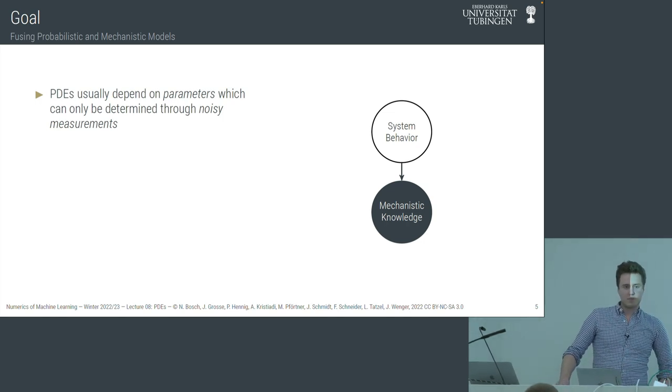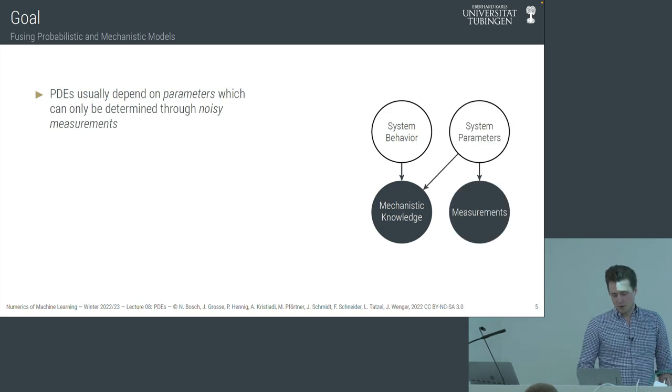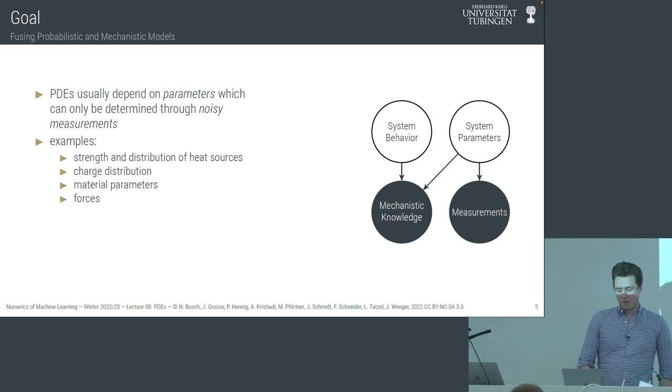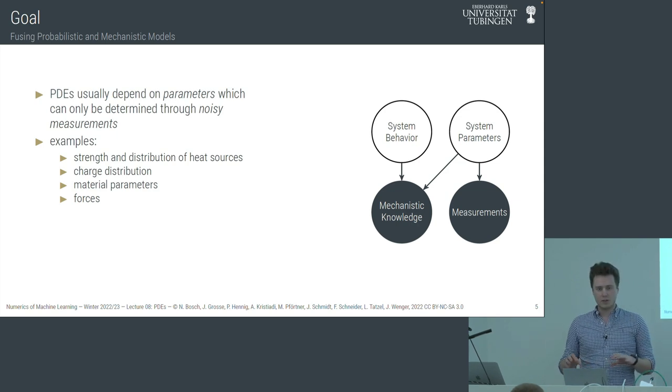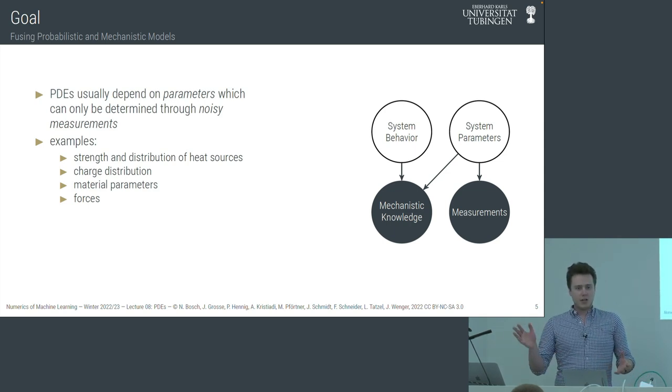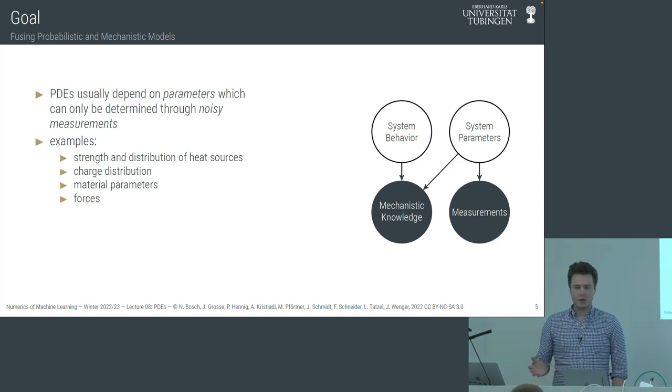However, PDEs usually have some sort of set of parameters, and we usually don't know these parameters in advance. I give a couple of examples here. Examples of these parameters are strengths and distributions of heat sources or charges in electrical problems, material parameters such as the speed at which heat diffuses through a certain material, or actually just forces in classical mechanics. We don't usually know these, but we can measure them.